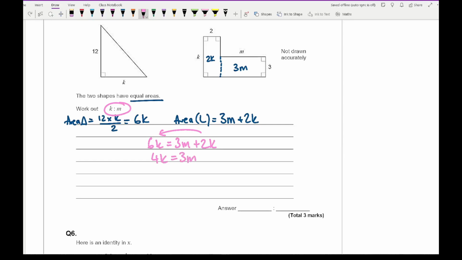Now the next thing for us then to do is to put all the letters on one side and all the numbers on the other. Now, because we want k to m, we want k at the top. So I'm going to take this m over to the side and then take the 4 over to the side. So what we end up with is k over m equals 3 over 4. And then from this, well, now it's as a fraction, I can then write it as a ratio. So k to m is in the ratio of 3 to 4. And there we go.